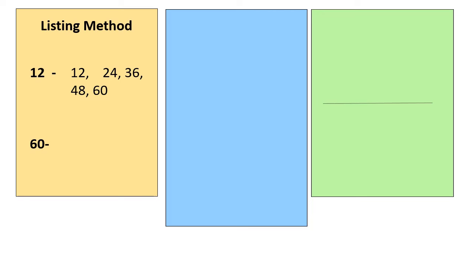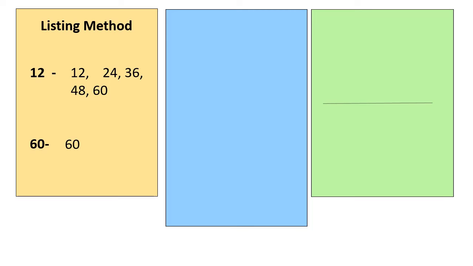So, for 12, let's list. So, 12, 24, 36, 48, then 60. Those are the multiples of 12. How about 60? So, we start with 60. Okay, there it is. So, our LCM there is 60.